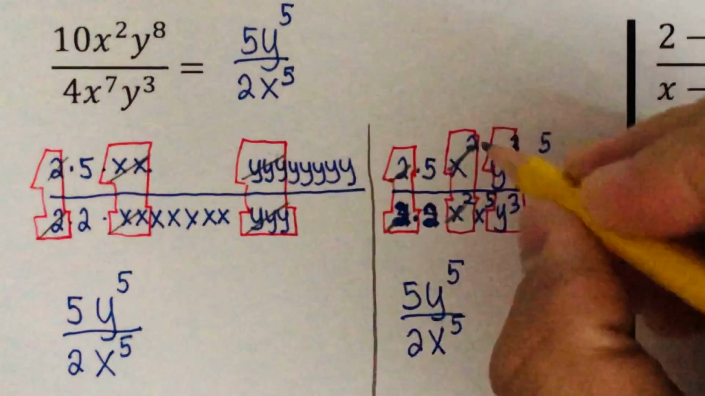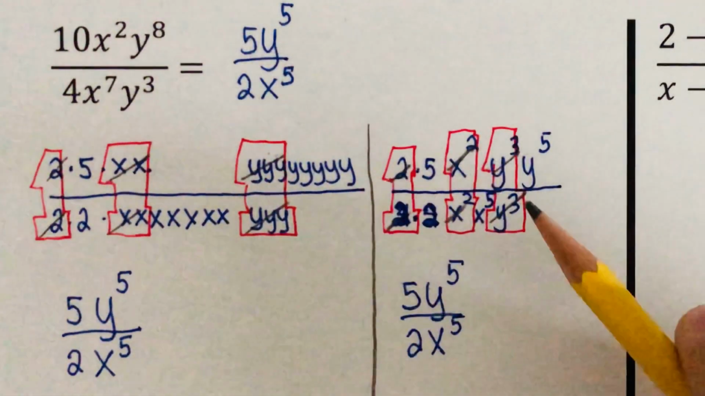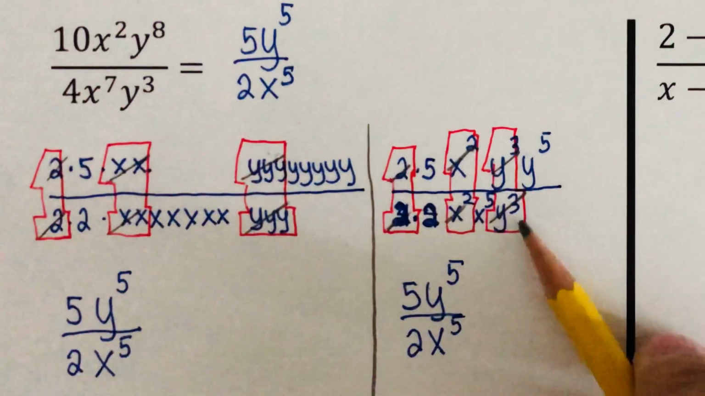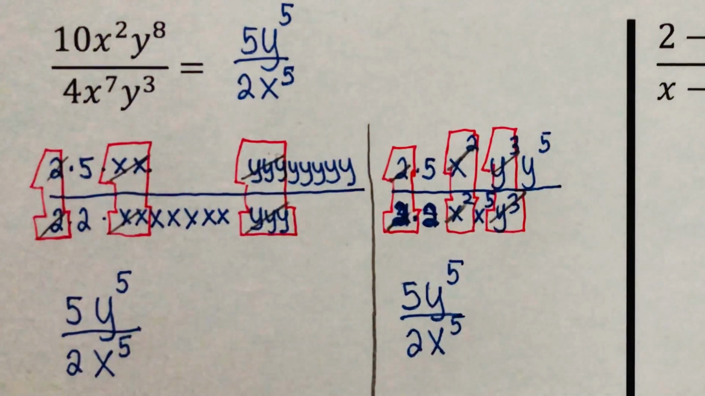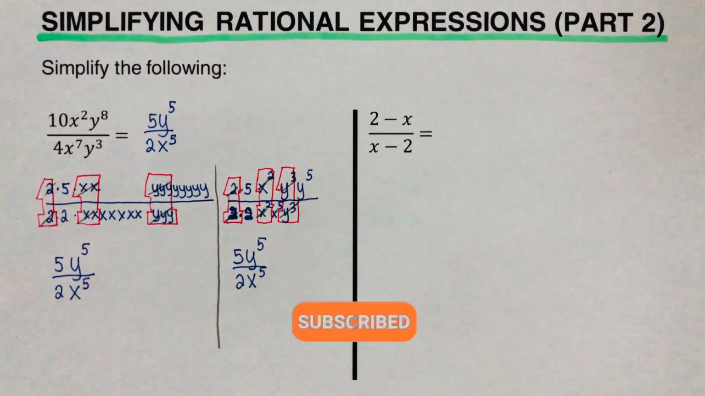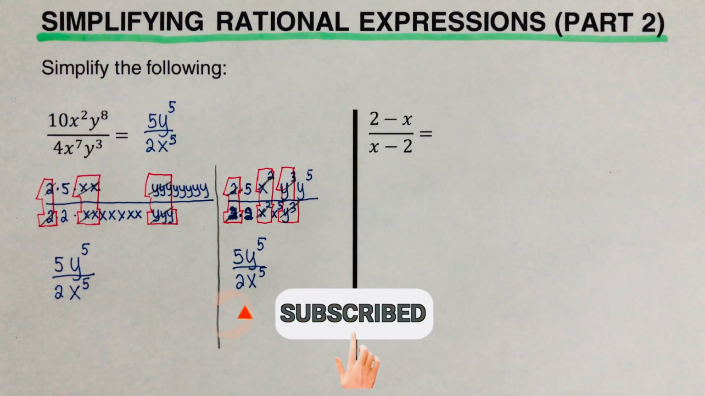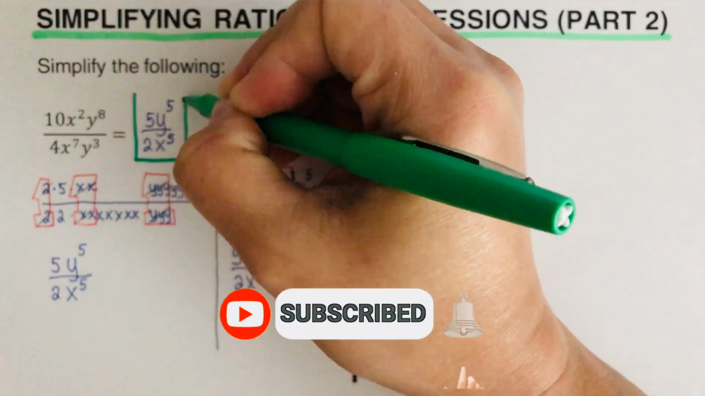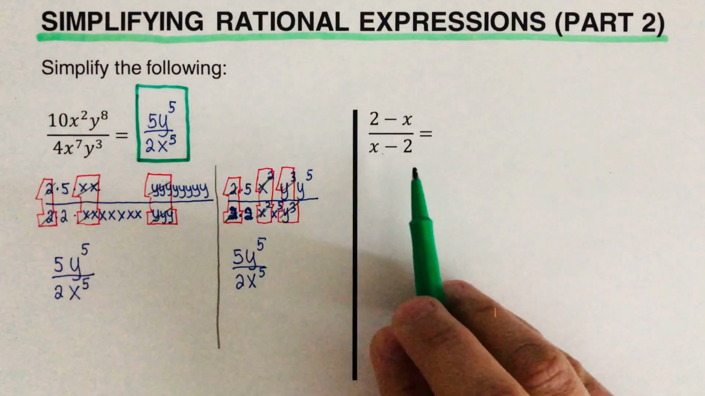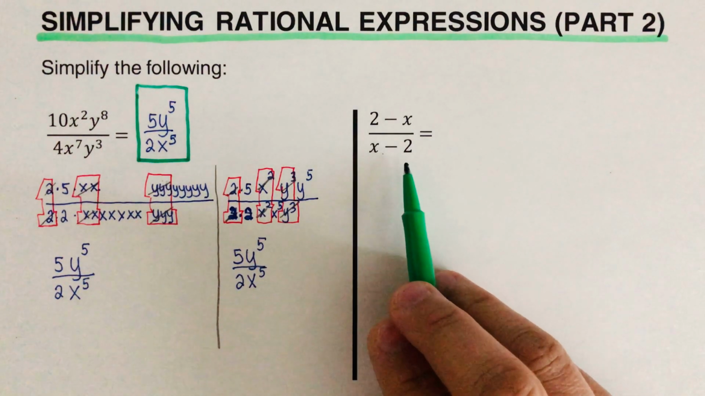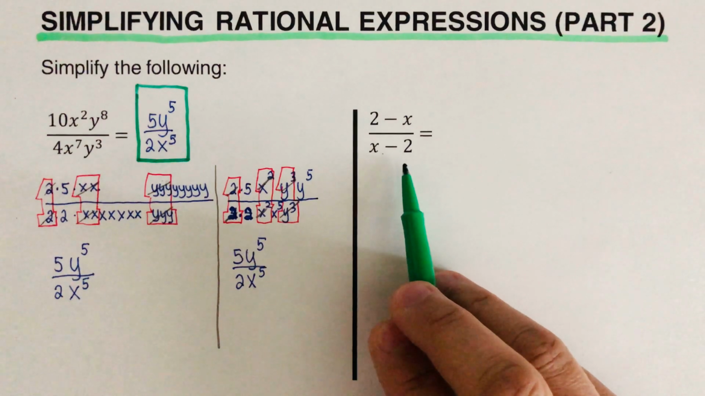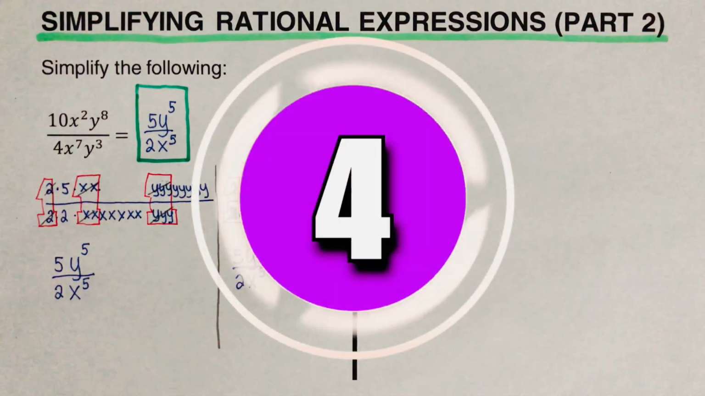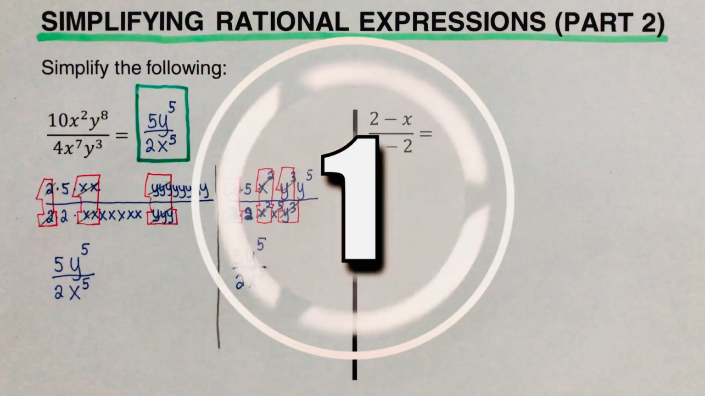Again, we remember that when we cross out, we are not actually making this equal to 0, but instead, these are actually 1. So both of these methods will give the same answer, which is 5y to the 5th over 2x to the 5th. At this time, I would encourage you to pause this video and try this problem out on your own. And when you're done, unpause it and check your answer.